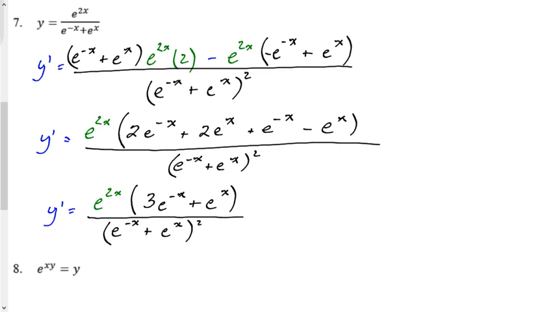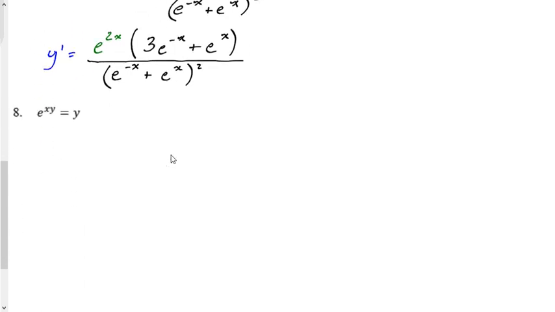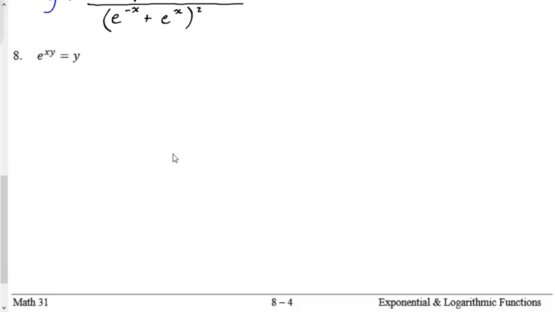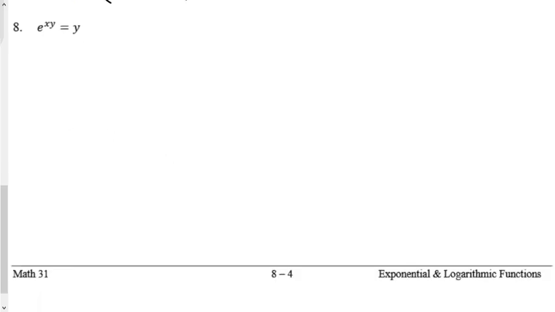And here we'll need to look at implicit differentiation. So on the left, when I take the derivative, I'll have e to the xy, so that stays unchanged, times the derivative of that exponent, which will be a product rule. First times the derivative of the second, plus the second times the derivative of the first is 1. And this equals dy dx.